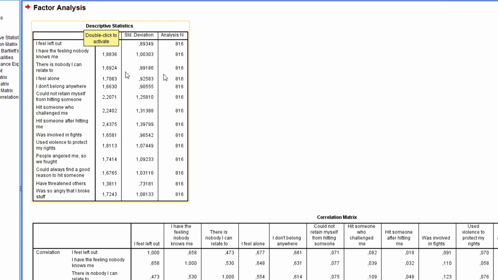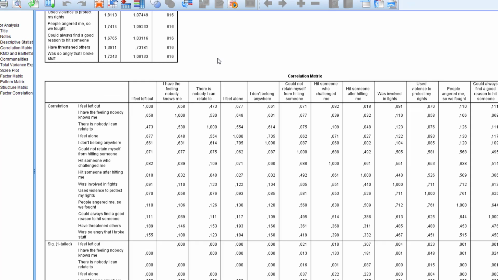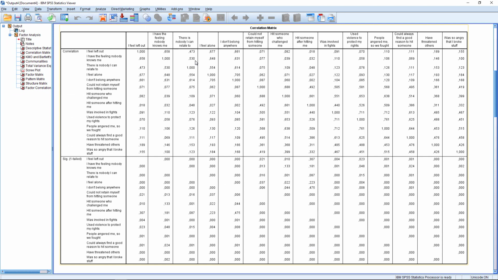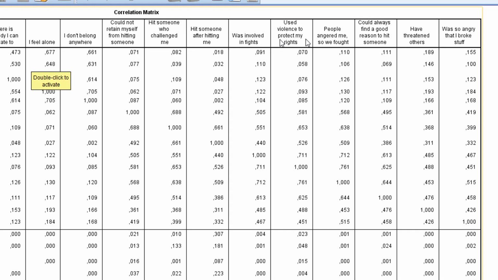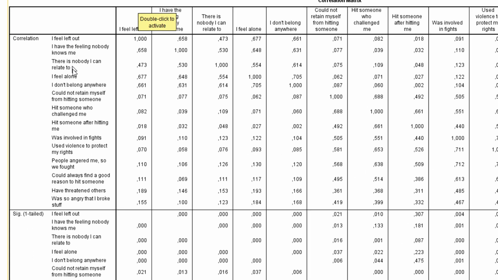So first of all, in the descriptives table you can see the means and the standard deviations, and that we had a sample size of 816. In the correlation matrix we try to find clusters that tell something about distinct factors. So what we see here are the items about loneliness, the first 5 items about loneliness, and then here are the items, the 9 items about aggressiveness. Then here we also have the 5 items about loneliness and the 9 items about aggressiveness.